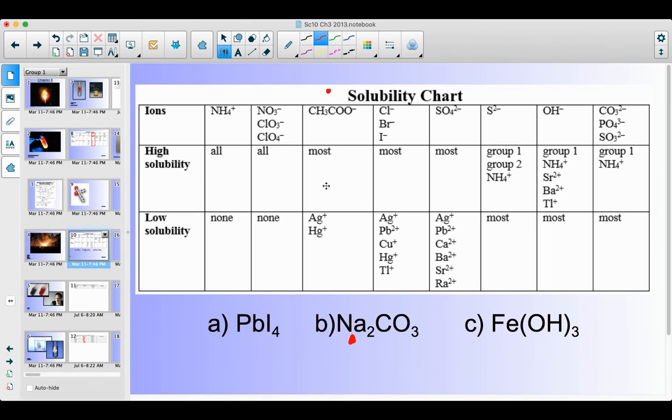Hey, grade 10s. So for those of you that are still confused about the solubility chart, this is just a little bit of a recap. We're going to give this a go, okay? So this is what you're looking at on the back of your periodic table.